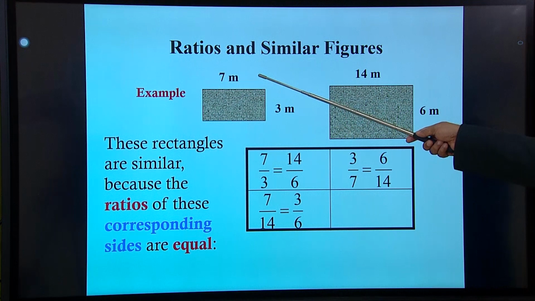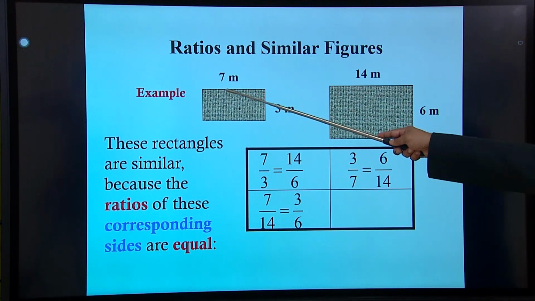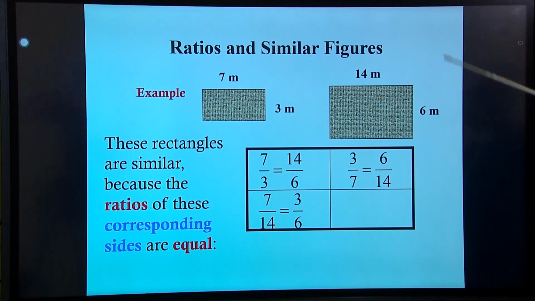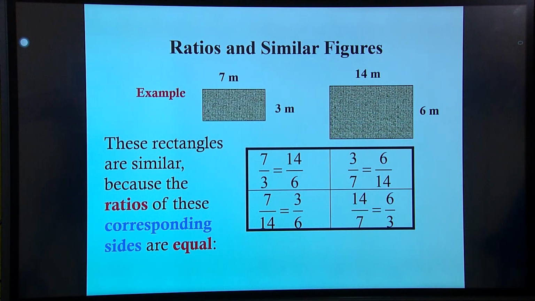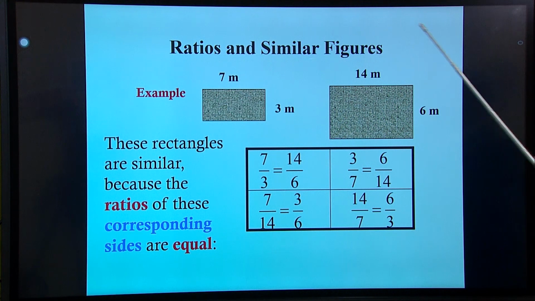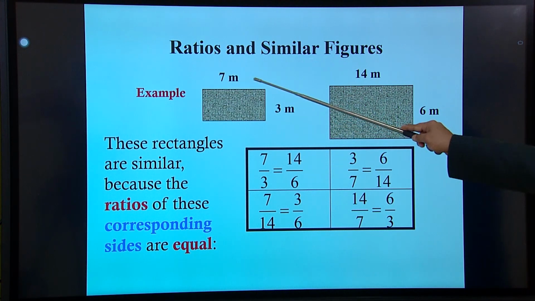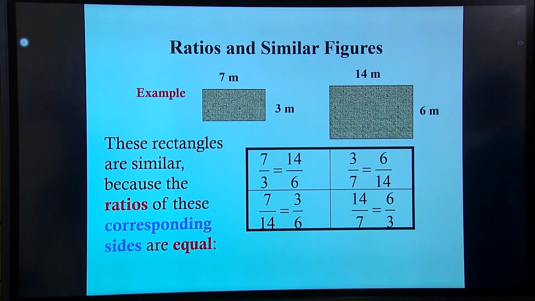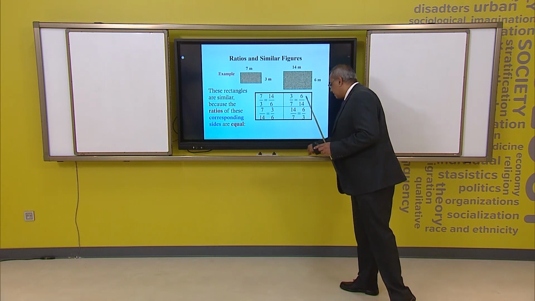Again, 7 over 14. So this is another way of looking at it. If I am looking at the long side over the long side, 7 over 14 is a half. Then I need to look at 3 over 6. And that is also a half. So these ratios are all equal. So if I look at two objects, and however I compare them, this side over that side, any which way, and if I get the same answers, then it means those figures are similar.